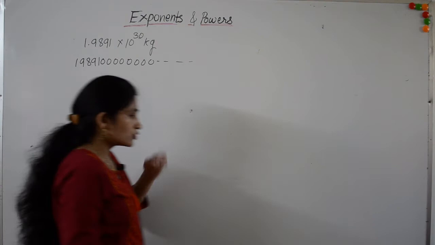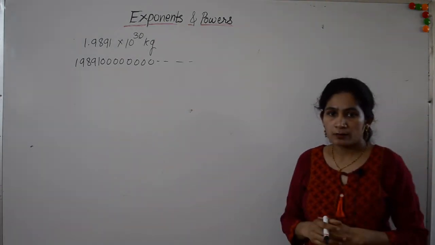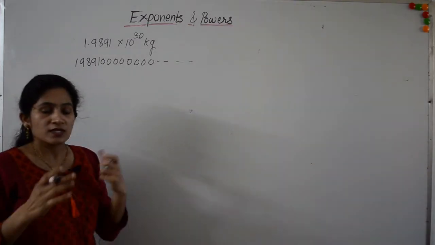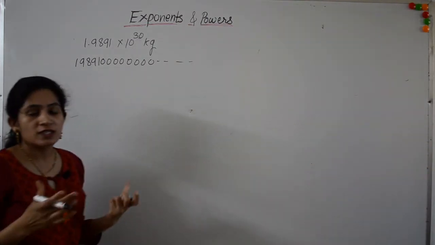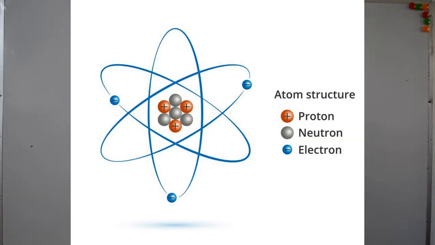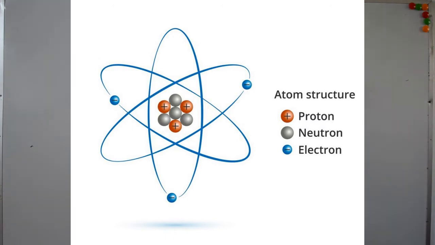See, exponents are used not only to express big numbers but also small numbers. Small numbers such as thickness of our hair, charge on electrons, then the distance between two atoms. Let's take an example. Charge on electron is minus 1.6 into 10 to the power minus 19 coulomb. This number is very small.